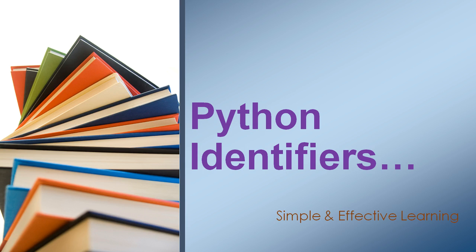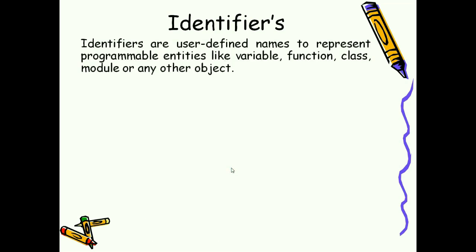In this video tutorial, we will discuss Python identifiers, which will help you understand what type of name we can give. Identifiers are user-defined names to represent programmable entities like variables, functions, classes, modules, or any other object. If we assign some name to a programmable entity in Python, then it is technically called an identifier. So we have some rules to follow while writing identifiers.